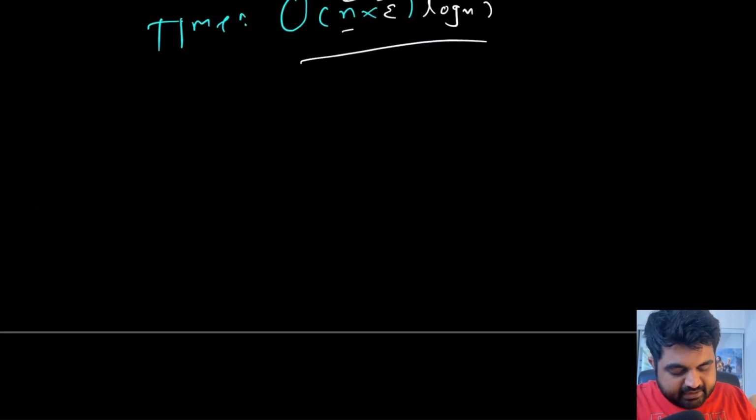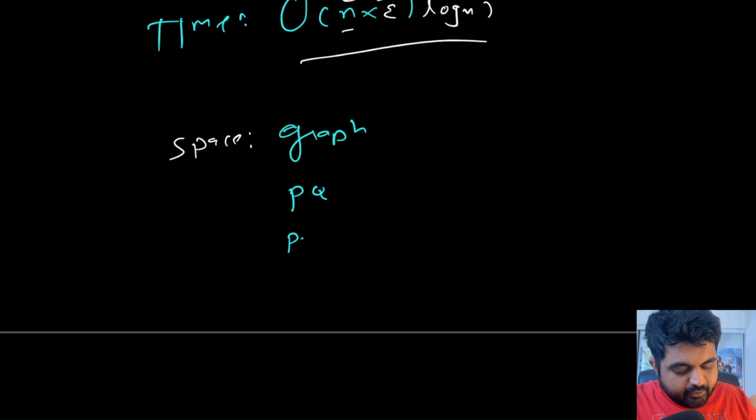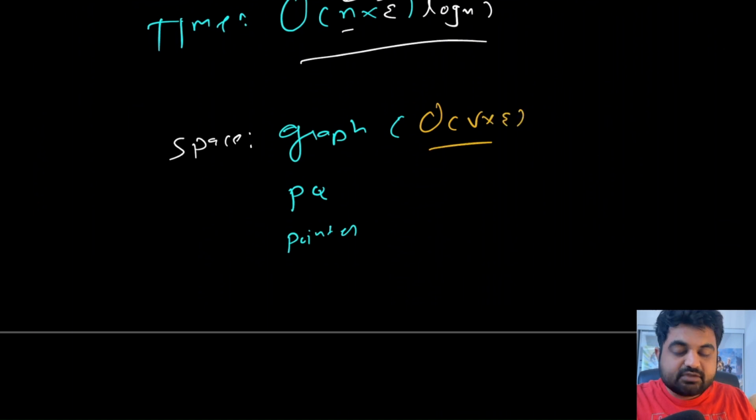If we look at the space complexity, we are using quite a number of additional data structures. We are using a graph-like data structure to store all the values. We are using a priority queue. We are using a bunch of different pointers and stuff like that. Overall, the biggest one is the graph-like structure, that is big O of once again vertices multiplied by edges. So this is going to be the space complexity that we would be dealing with.